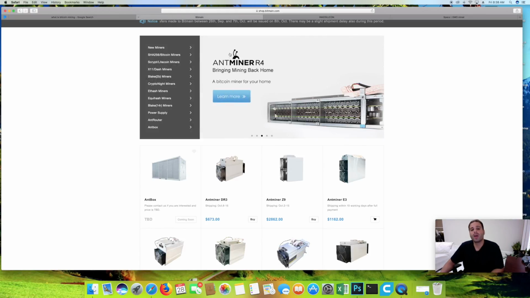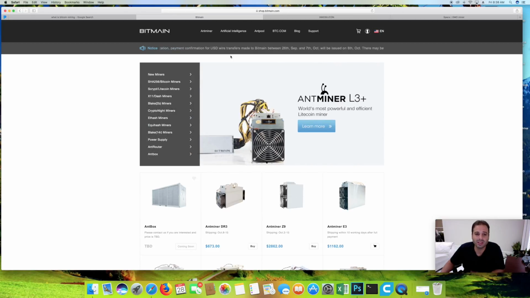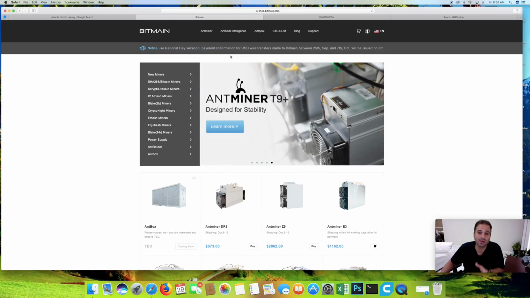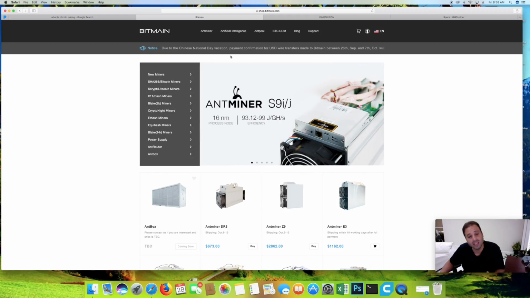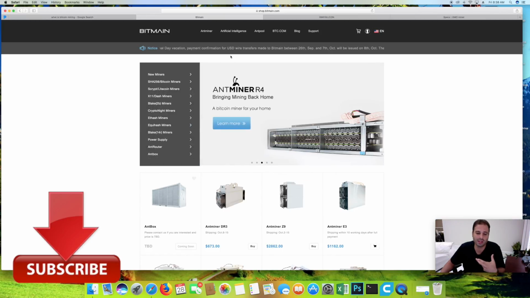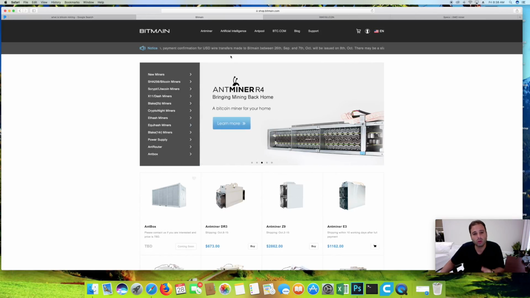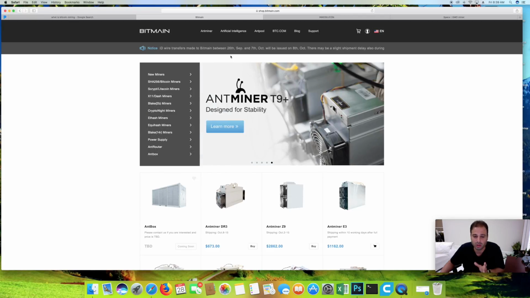So now, I want to talk a little bit more about the 7 nanometer chips. The 7 nanometer chips have been released in a press release by Bitmain. They have not been released on a commercial basis or been available to purchase yet. But I do want to let you know that Bitmain is on its way with the 7 nanometer chips.